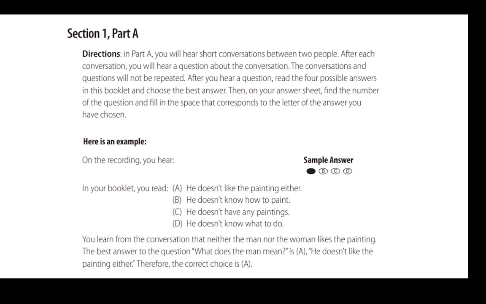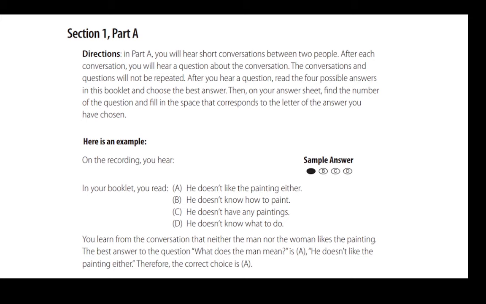Part A, Directions. In Part A, you will hear short conversations between two people. After each conversation, you will hear a question about the conversation. The conversations and questions will not be repeated. After you hear a question, read the four possible answers in your test book and choose the best answer. Then, on your answer sheet, find the number of the question and fill in the space that corresponds to the letter of the answer you have chosen.